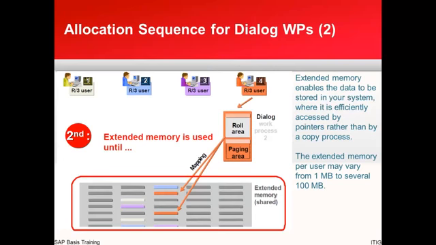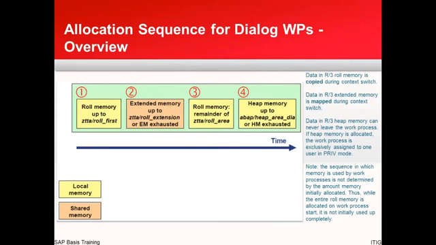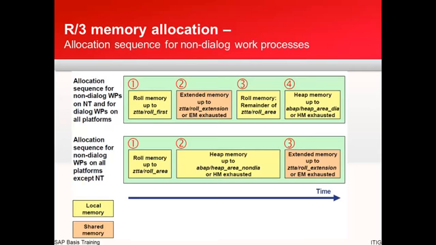Okay, now the allocation sequence for dialog work processes. Extended memory enables the data to be stored in your system where it is efficiently accessed by pointers rather than by a copy process. The extended memory per user may vary from 1 MB to 100 MB. Here you can see the sequence. The first thing is role memory up to this parameter, then extended memory using this parameter, then role memory remainder of the role area, and heap memory up to this particular value. Next is R3 memory allocation for non-dialog work processes: the allocation sequence for non-dialog work processes on NT and dialog work processes on all platforms. This is the sequence. Then the allocation sequence for non-dialog work processes on all platforms except NT. So this is the sequence.